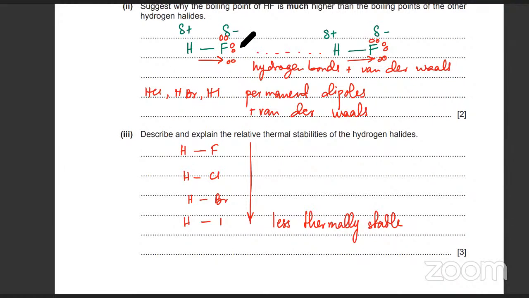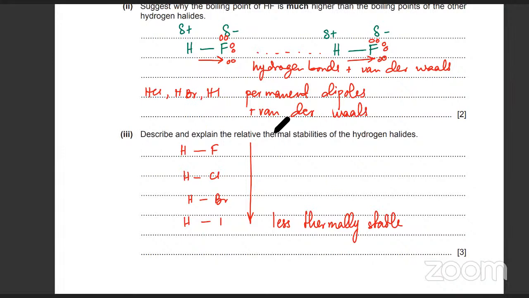Hydrogen bonds are just an extreme version of a permanent dipole. Fluorine, oxygen, and nitrogen are the only ones that form hydrogen bonds when bonded to hydrogen. These are not going to form hydrogen bonds. They're not going to be polar enough.